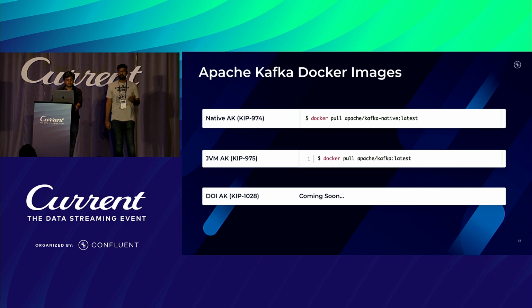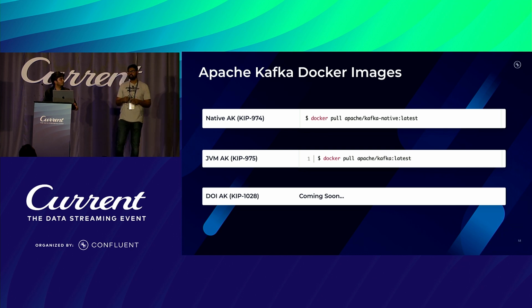Finally, we also have a Docker Official Image for Apache Kafka, which is coming soon. It was delivered in KIP-1028, and it will have all the advantages of a Docker Official Image, and it will be hosted by the Docker Hub community.